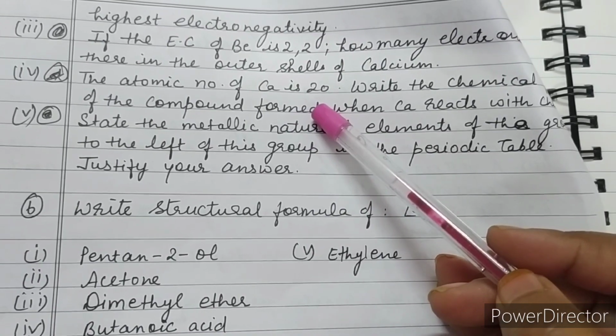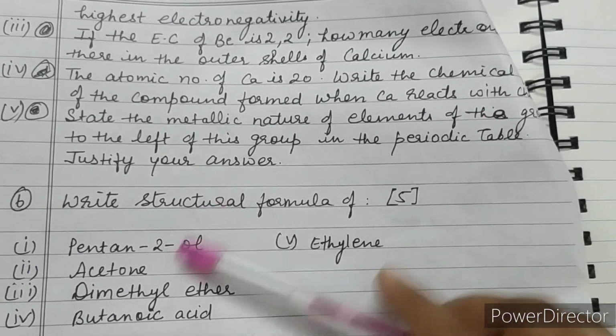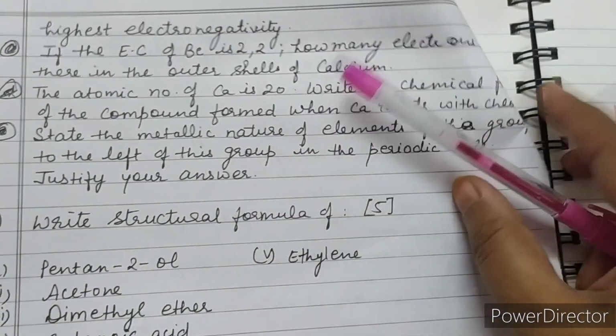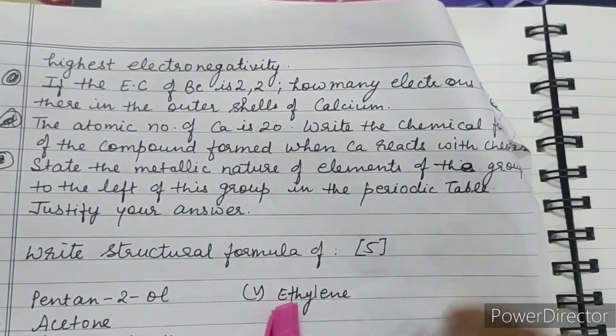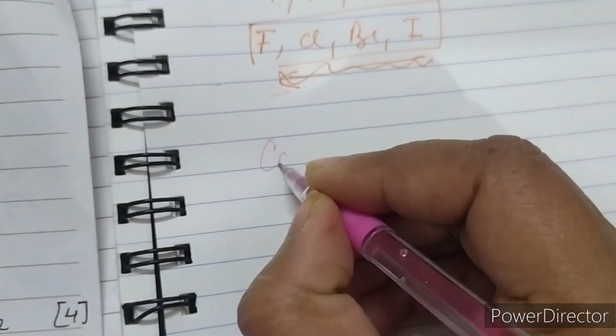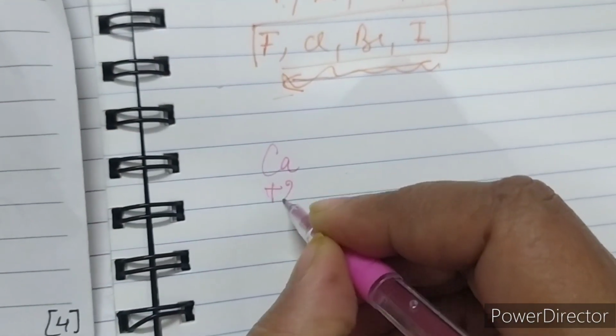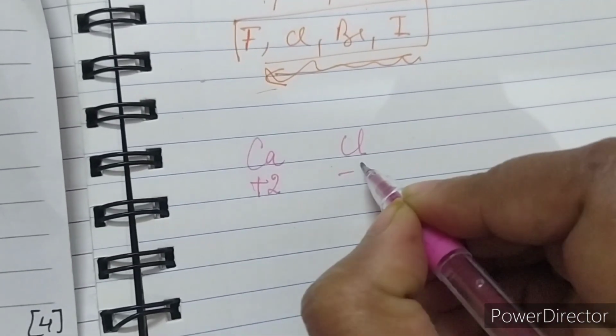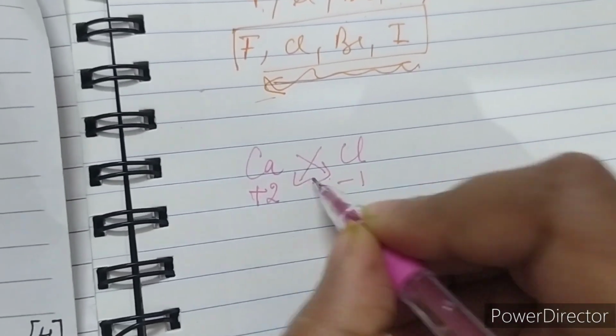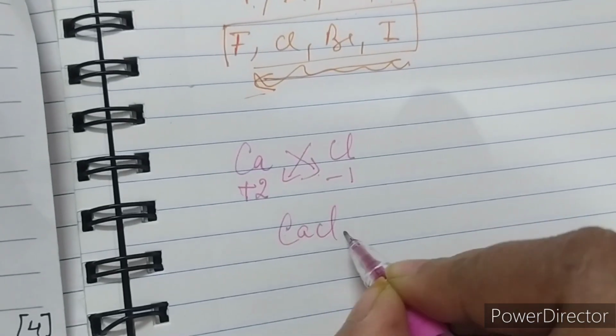Atomic number of calcium is 20. You have to write the formula of calcium with chlorine. So as you all know, calcium has valency plus 2 because of 2 valence electrons, and chlorine has valency minus 1. Simply cross multiply and you will get the formula as CaCl2.